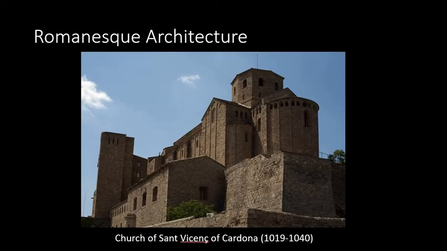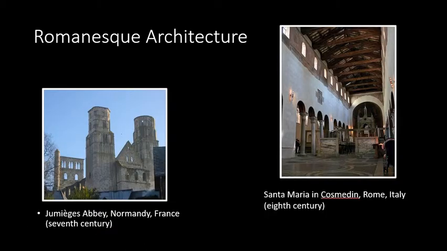Anyway, let's turn back to architecture. Here you can see the chapel, or rather the Church of St. Vincenz of Cardona, built during the period of 1019 to 1040. It's quite imposing, towering above anything else in the community, and it certainly would have imparted a sense of the authority of God. But you might also notice these small windows.